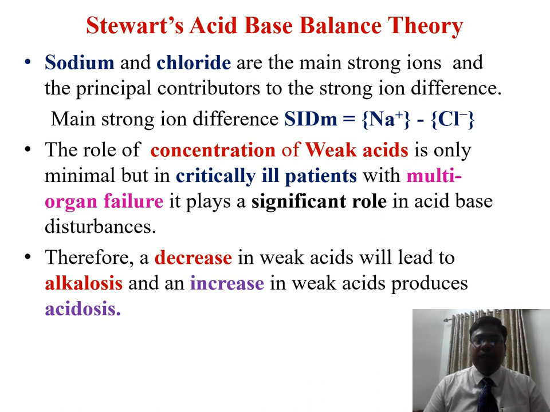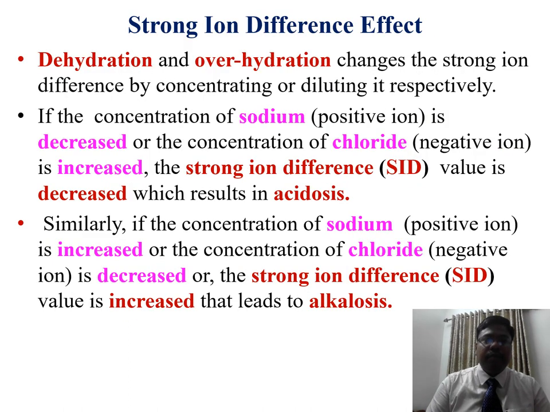The role of the concentration of weak acids is only minimal, but in critically ill patients with multi-organ failure, it plays a significant role in acid-base disturbances. Therefore, a decrease in weak acids will lead to alkalosis, and an increase in weak acids produces acidosis. Strong ion difference effect: dehydration and overhydration change the strong ion difference by concentrating or diluting it respectively. If the concentration of sodium ion is decreased or the concentration of chloride ion is increased, the strong ion difference, sodium minus chloride, will decrease. This results in acidosis. Similarly, if the concentration of sodium is increased or the concentration of chloride is decreased, the strong ion difference, sodium minus chloride, will increase.